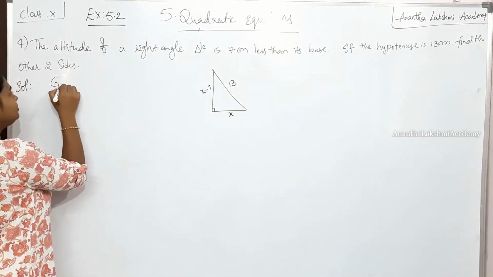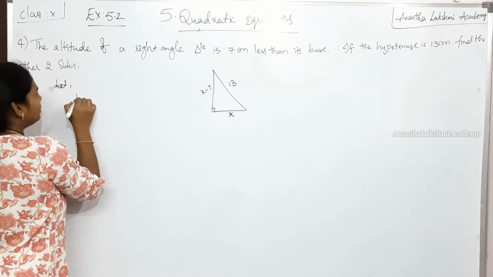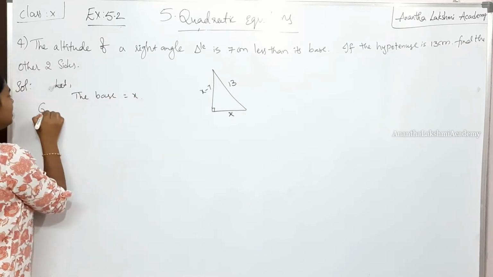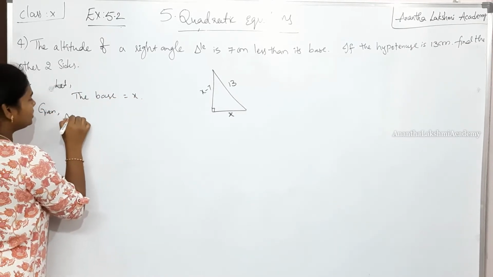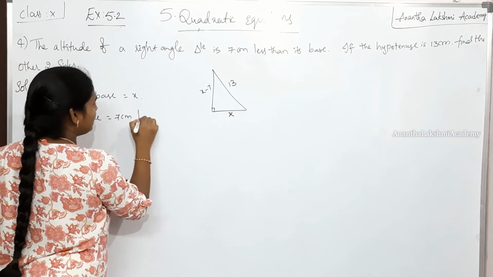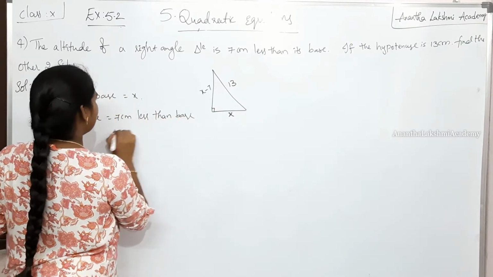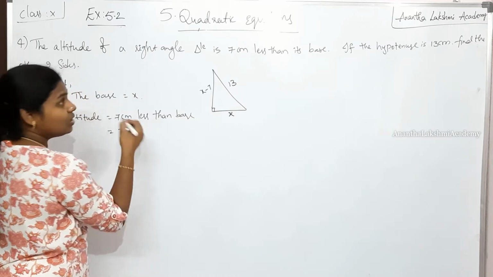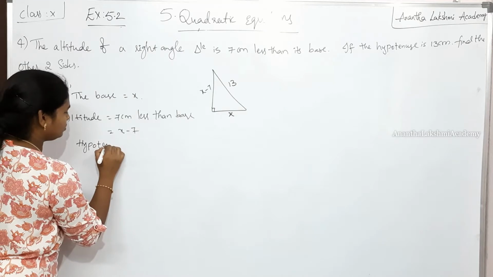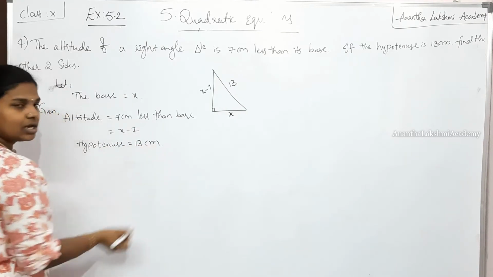So, let me write first: let the base be equal to x. Given altitude is equal to 7 centimeters less than base, isn't it? Less than base. That is nothing but x minus 7. Also given hypotenuse is equal to, how much? 13 centimeters. Okay.